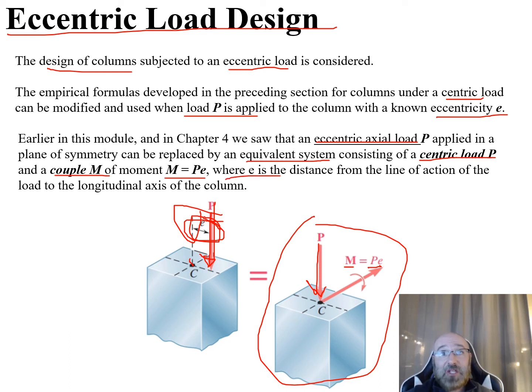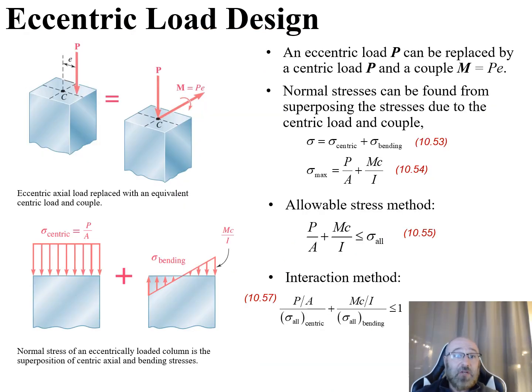Where again, that E is going to be the distance from the line of action of the load to the longitudinal axis of the column right there. So that's our distance E. So continuing on with this eccentric load design, we can summarize what we just said in our last slide, that an eccentric load P may be replaced by a centric load P and a couple moment where M is equal to that P times that eccentricity distance, E.